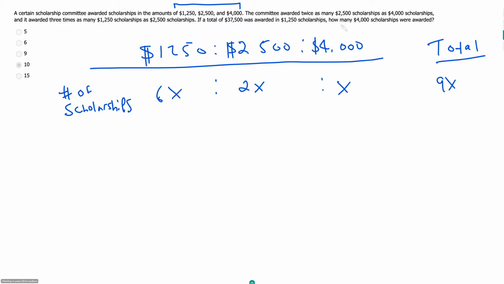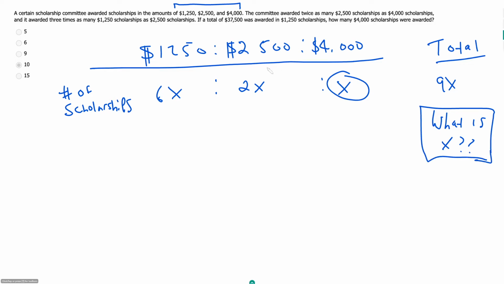And so what are we looking for? We are looking for the number of $4,000 scholarships that were awarded, which is just X. So I like that, because now we can think of our question as just, what is X? Not thinking about scholarships or dollar values, or worrying about finding 6X or 2X. I'm just looking for X. And the way we're going to find X is with this statement here. This is where we're going to get our equation.